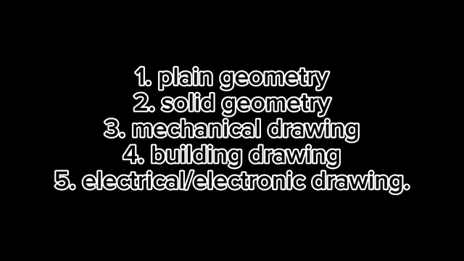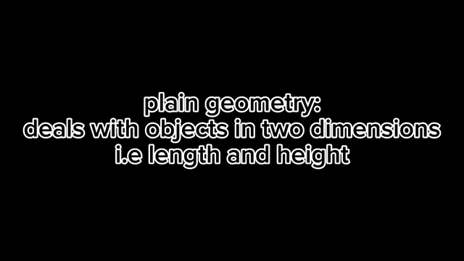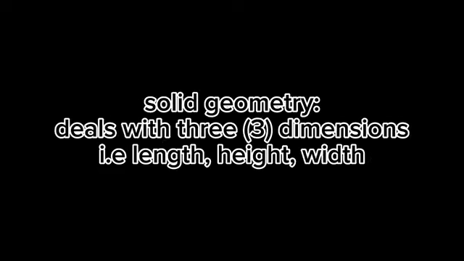Branches of technical drawing. 1. Plane geometry, solid geometry, mechanical drawing, building drawing, electrical/electronic drawing. Plane geometry deals with objects in 2 dimensions, that is, length and height. Solid geometry deals with 3 dimensions: length, height, width. Mechanical drawing deals with parts of a machine or engine. Building drawing deals with structures and buildings, while electrical drawing deals with electrical equipment, for example, wiring of a house.